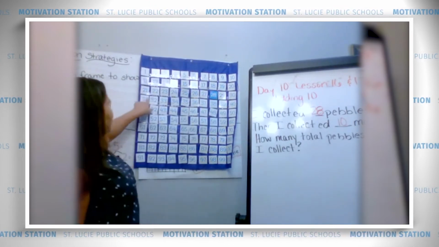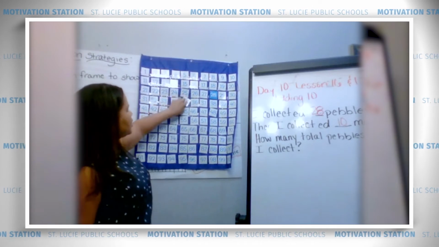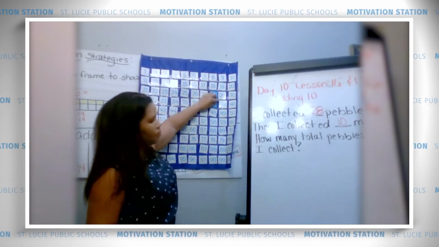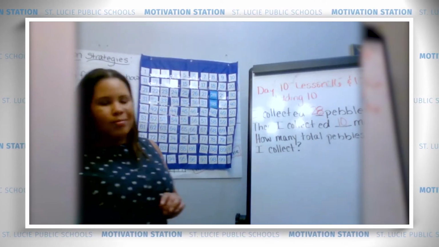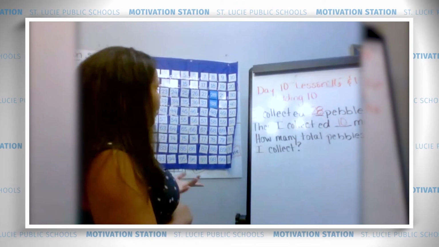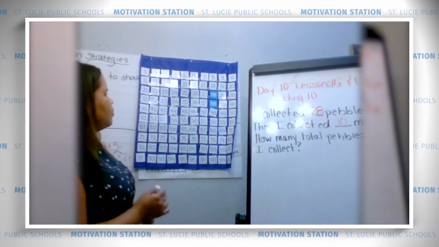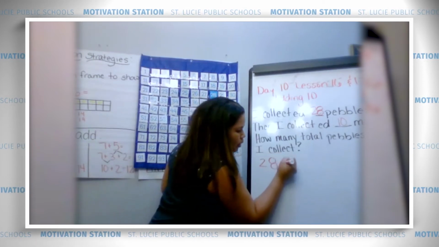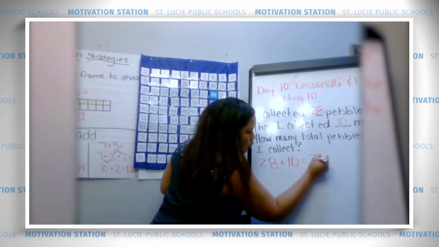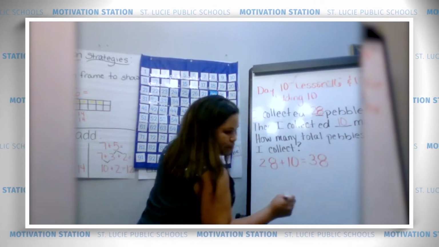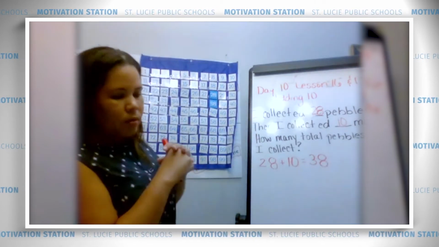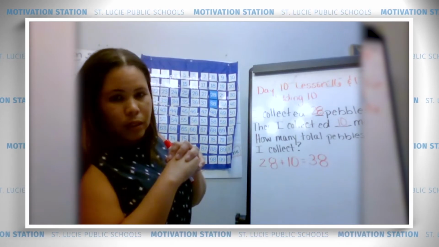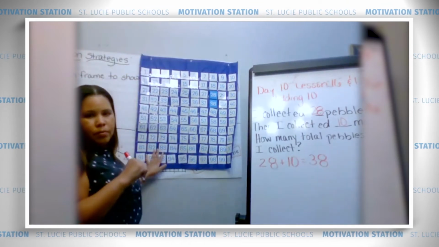1, 2, 3, 4, 5, 6, 7, 8, 9, 10. So how many pebbles did we collect? 38. So 28 plus 10 equals 38. Is there another way we could find our answer? Maybe without using our chart?